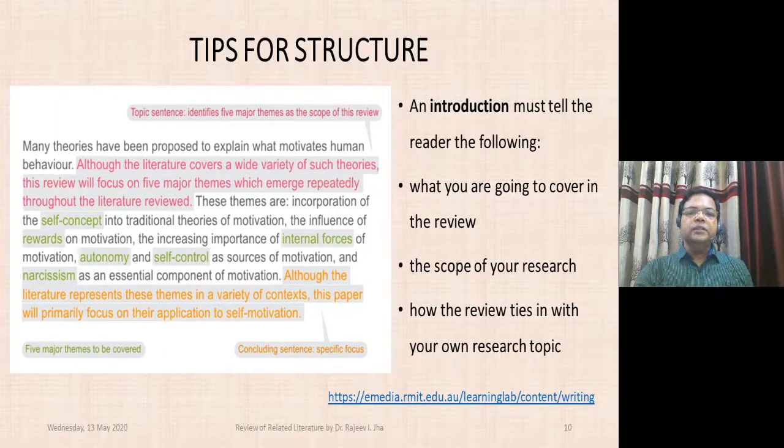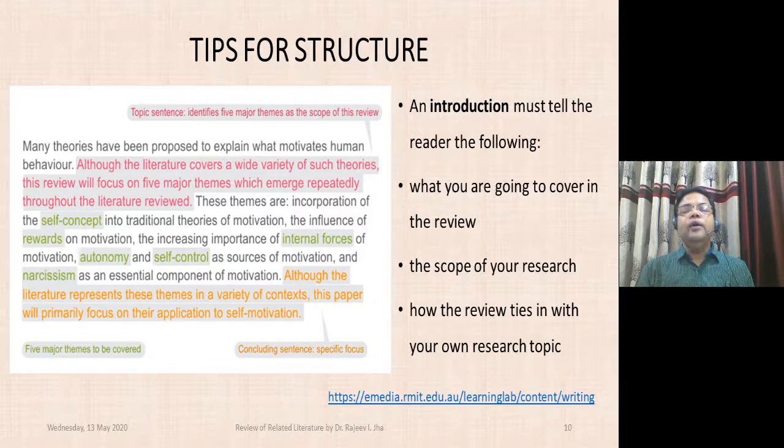Tips for structure includes tips for writing the introduction. The introduction is very important because it sets the pace of your literature review. An introduction must tell the reader the following: what you are going to cover in the review, the scope of your research, and how the review ties in with your own research topic.